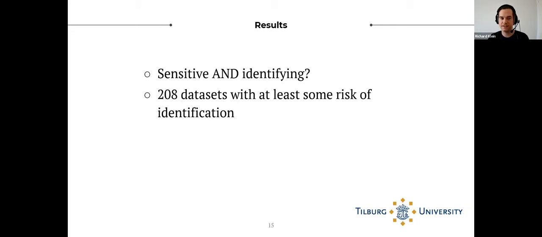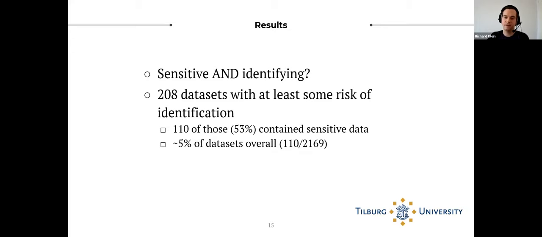Now, you may be thinking, well, Rick, you haven't demonstrated that there's a problem here, because maybe if someone has a sensitive data set, they're particularly careful to de-identify it. And unfortunately, we see that that's not the case. So if we narrow down to the 208 data sets that we observed with at least some risk of re-identification, we found that about half of those also contain sensitive data. And so it's actually the opposite. These data sets that have identifying information are also much more likely than those that did not to have, in addition, sensitive data. And so this was about 5% of data sets overall. And I think these are the ones that are truly quite problematic.